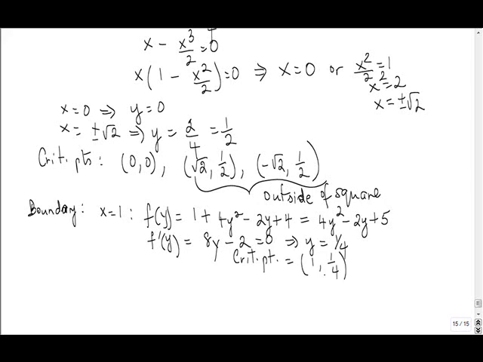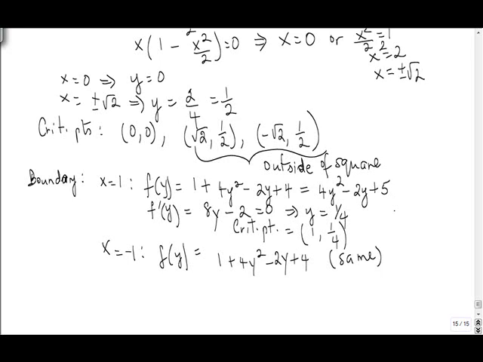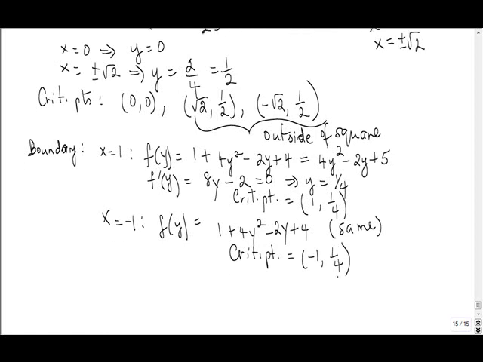Do the same thing. We have 3 other lines. x equals minus 1. f of y equals 1 plus 4y squared minus 2y. Oh, that's the same thing. Notice? It's the same as above. So we're going to get y equals 1/4 again. So your critical point is minus 1, 1/4. That saves us a little space.